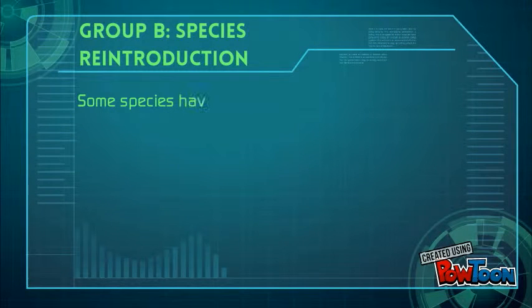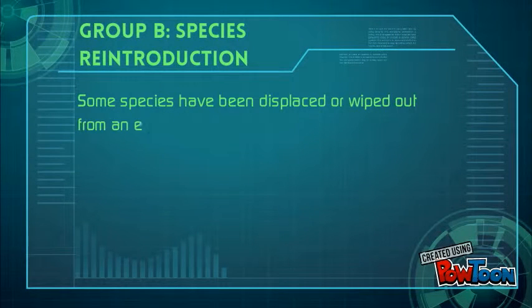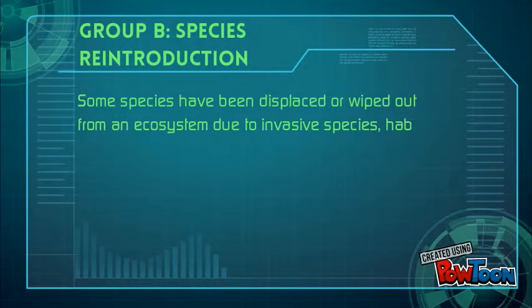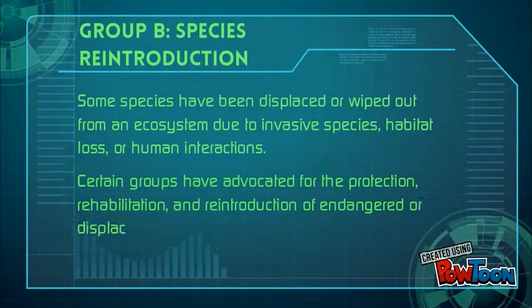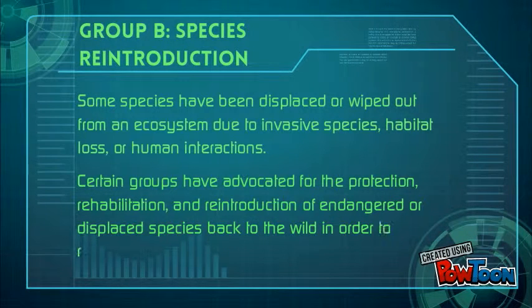For Group B, you will be researching species reintroduction. Some species have been displaced or wiped out from an ecosystem due to invasive species, habitat loss, or human interactions. Certain groups have advocated for the protection, rehabilitation, and reintroduction of endangered or displaced species back to the wild in order to rebalance the ecosystem.